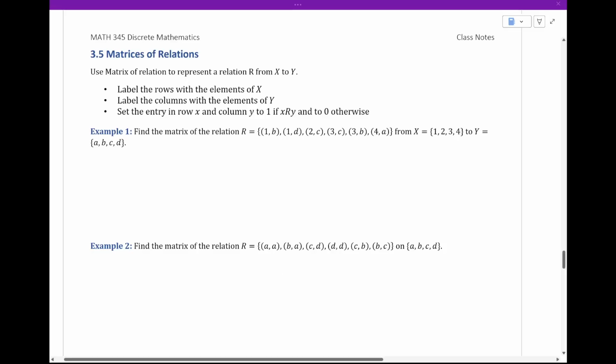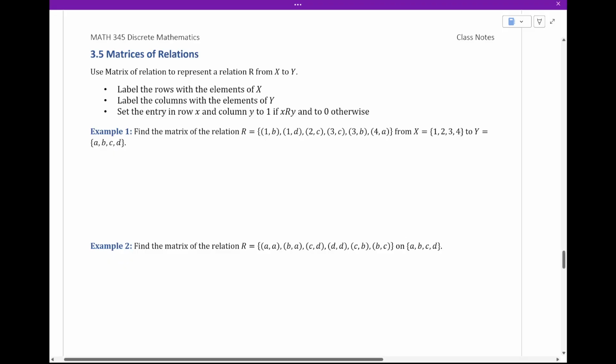Hello, welcome. This is Discrete Mathematics, and today we are talking about section 3.5, Matrices of Relations. We are going to use a matrix of relation to represent a relation R from X to Y. The way that we're going to do that is we're going to label the rows with elements of X and the columns with elements of Y.